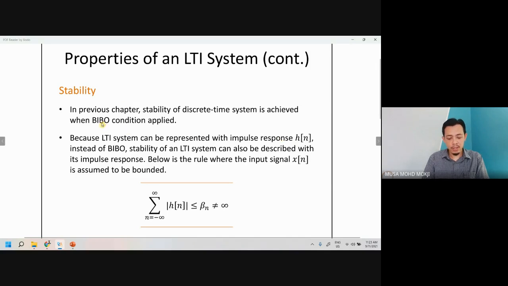We can check on BIBO, bounded input, bounded output. So now we have a new option, which is to check our impulse response. Instead of BIBO, stability of an LTI system can also be described with its impulse response. Below is the rule, where the input signal x[n] is assumed to be bounded. Because this is the rule, bounded input, bounded output, the input signal must be bounded first, and if it is bounded, then we can check the impulse response.